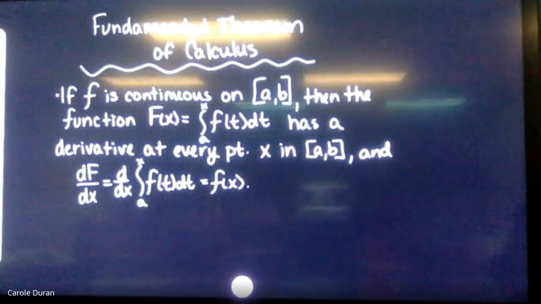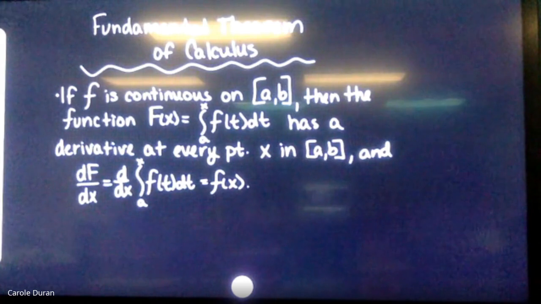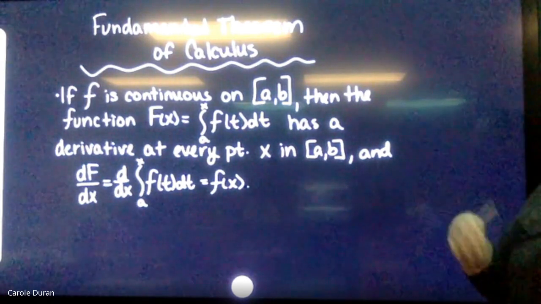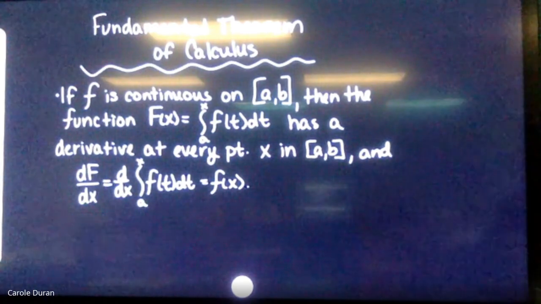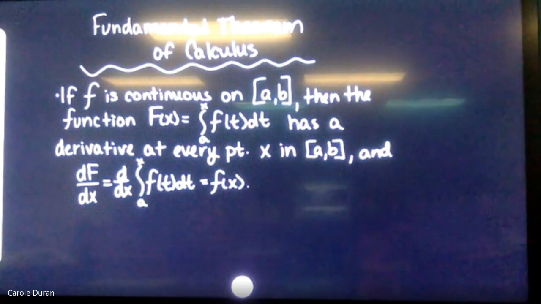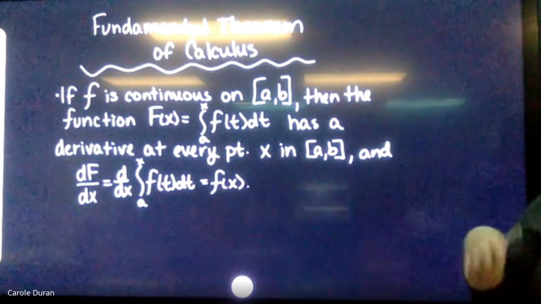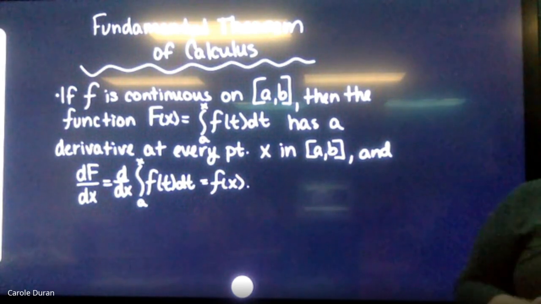The theorem has two parts here. The first part says that if my function f is continuous on the interval a to b, then the function capital F of x is equal to the integral from a to x of f of t dt, has a derivative at every point x in that interval a to b, and the derivative of that big function F is equal to the derivative of that integral from a to x of f of t dt. That sounds super confusing, and it doesn't make any sense until we put some numbers with it.